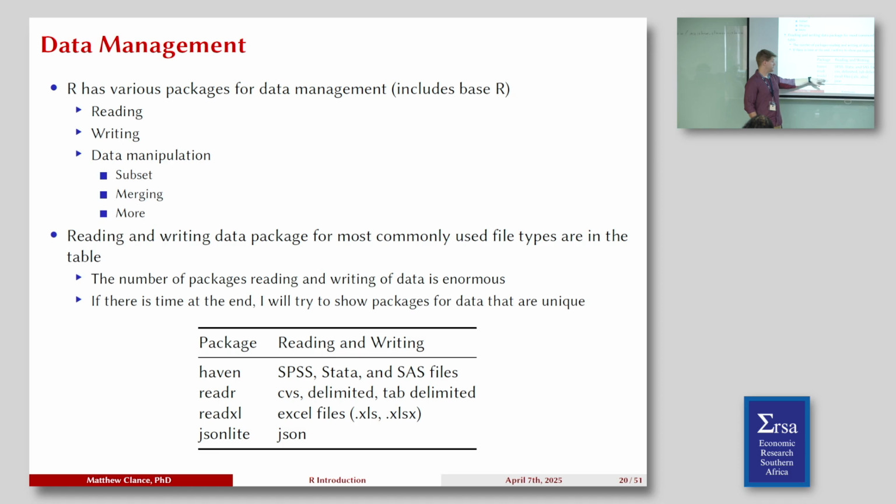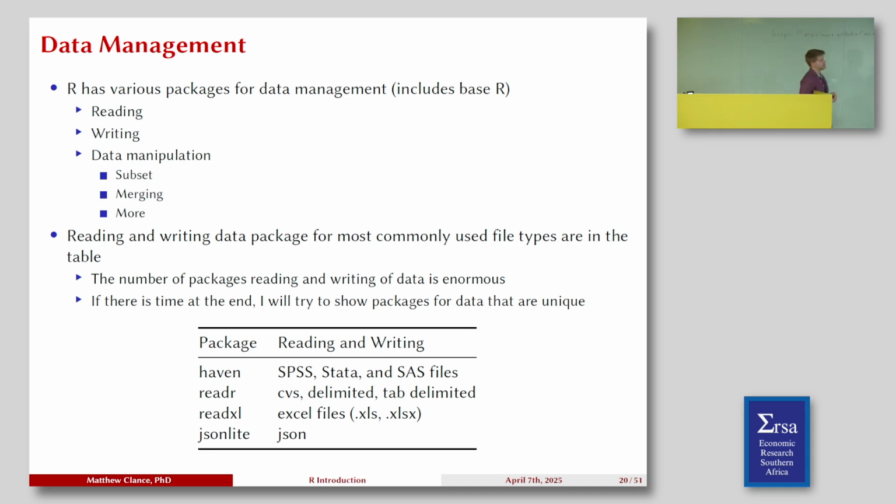Haven is a very good one for just all types of different file structures. You have the standard reader, which goes across different types of delimited files. You have the read Excel, which looks at Microsoft Excel type formats. Then you also have the JSON-type ones, which, unless you're really doing machine learning or some other things, you probably haven't dealt with yet. But like I said, there are so many to go through that you find some that you actually prefer to use that help you with what you're doing.